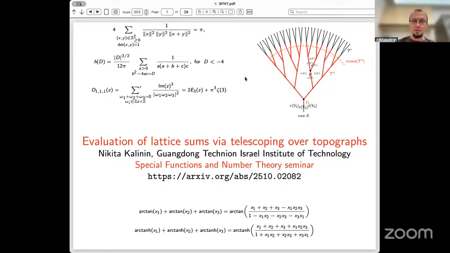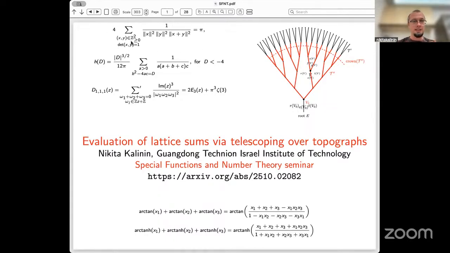Okay, so here on the right, that's a picture of a topograph, and the topograph is just a three-valent tree, which is infinite, and which is suitable for studying quadratic forms. It's quite recent. It was introduced by Conway, and despite its simplicity, it's a very good tool to speak about many things.